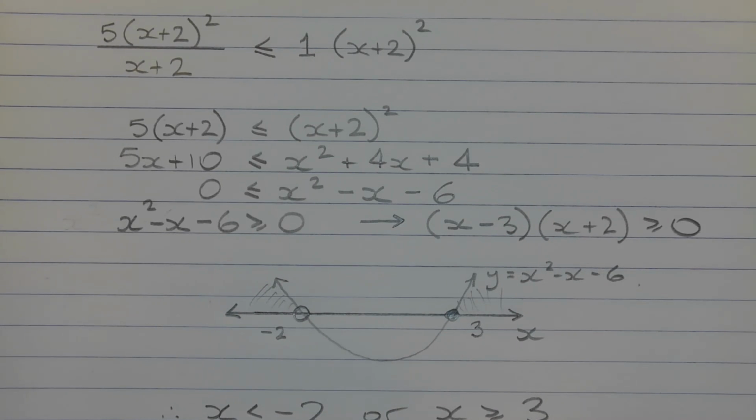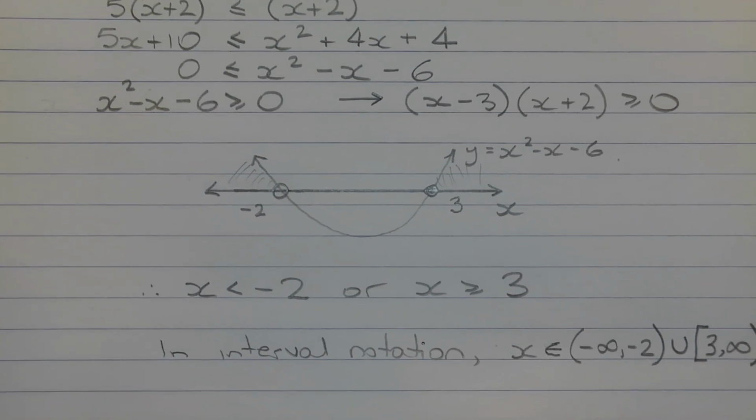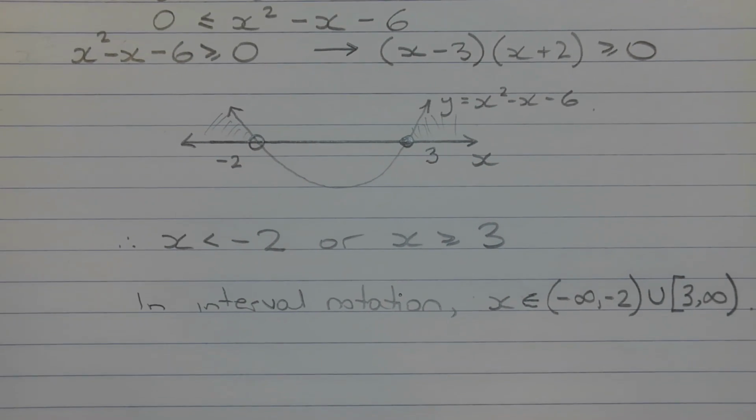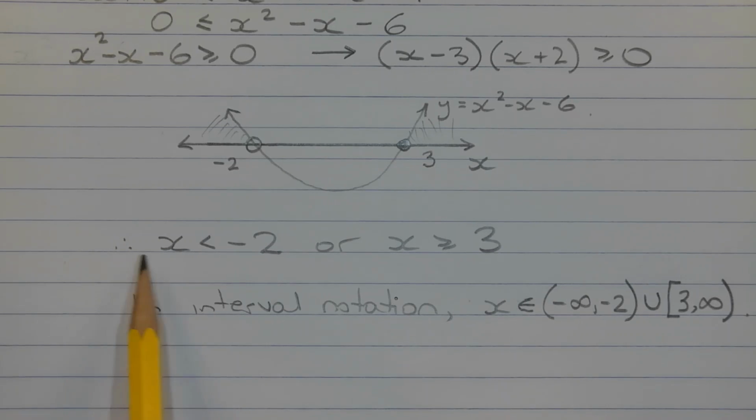And we're interested in the part of the parabola that's on or above the x-axis, other than the case where x equals negative 2. So x could equal a value that's less than negative 2, so to the left-hand side of x equals negative 2, or x can be greater than or equal to 3, so on or to the right of x equals 3. So writing our answer, we have therefore x is less than negative 2 or x is greater than or equal to 3. And here is the answer expressed using interval notation.